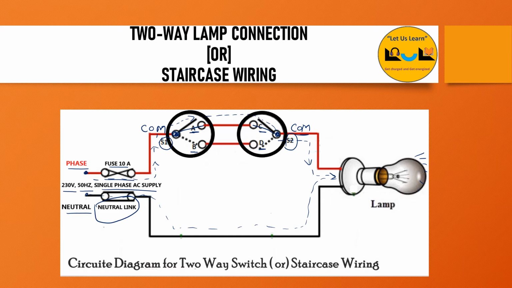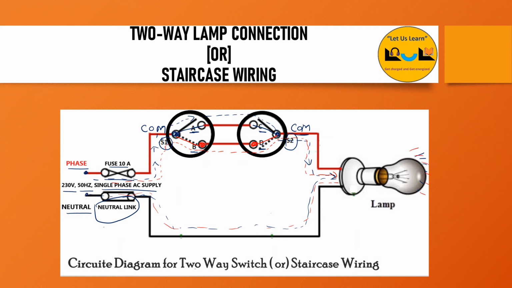Another case: when terminal B is connected to the common of S1 and terminal D is connected to the common of S2. At that time, in the same way, the current will flow from phase to the common terminal of S1, then go to terminal B, and from B it will go to the common of S2. Then it is given to the lamp. From the lamp it comes to the neutral and the circuit becomes complete. At that time also the lamp starts to glow.